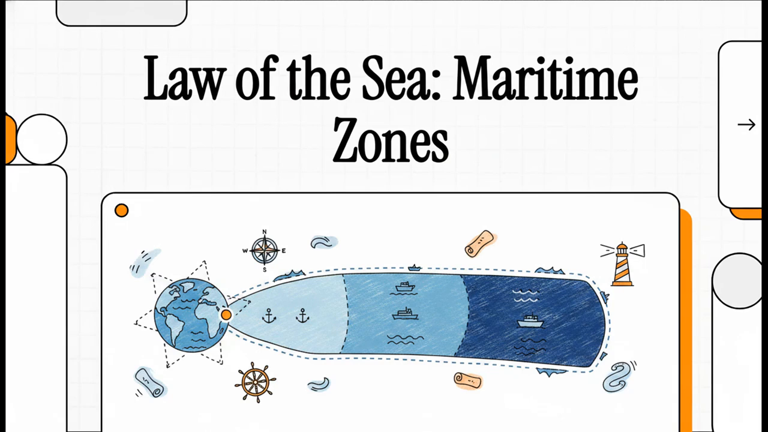The law of the sea is the invisible legal grid that divides our oceans, dictating exactly who controls what in our planet's most vital shared space. Welcome to this explainer where we are going to master the exact framework of global maritime jurisdiction and figure out why it actually matters. Let's get right into it.